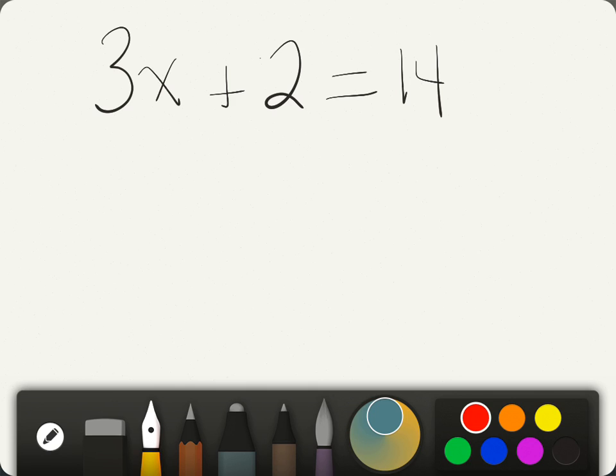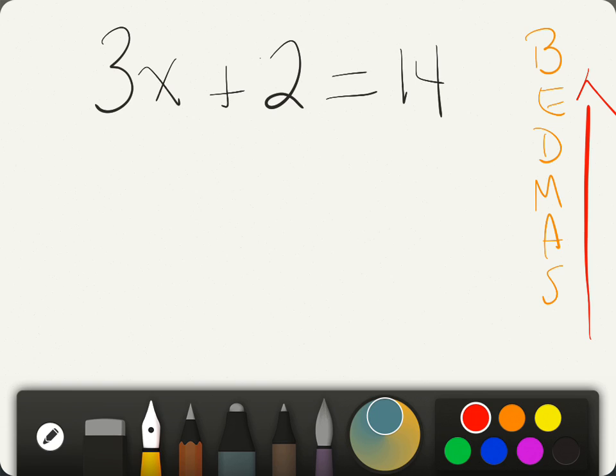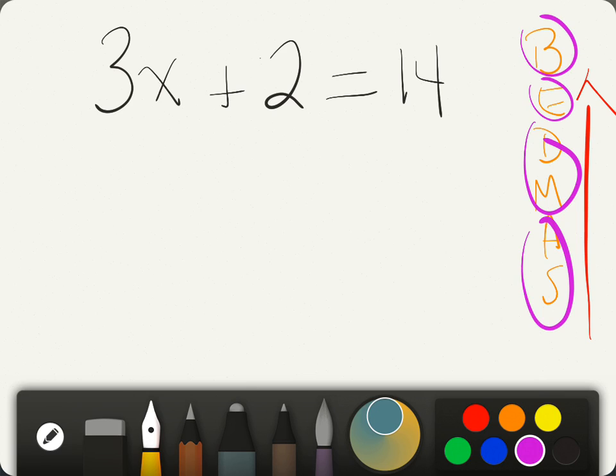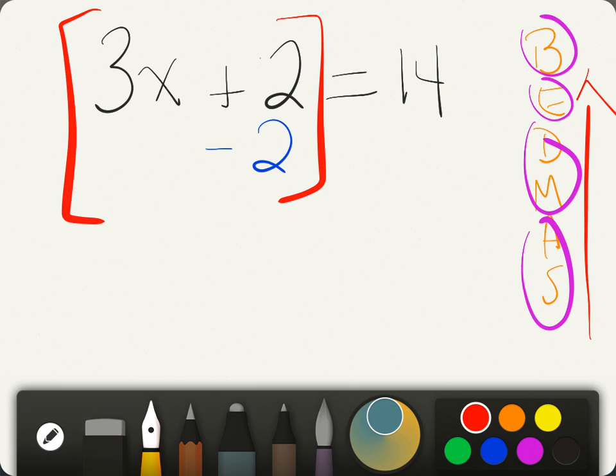It's like BEDMAS, but you're going backwards. So when you're solving for algebra, we're going to work our way up to the brackets. So we would start with addition and subtraction, then multiplication and division, and then exponents, then brackets. So for this equation here, we want to get rid of the positive 2. So we would subtract 2 from our left side and subtract 2 from our right side.